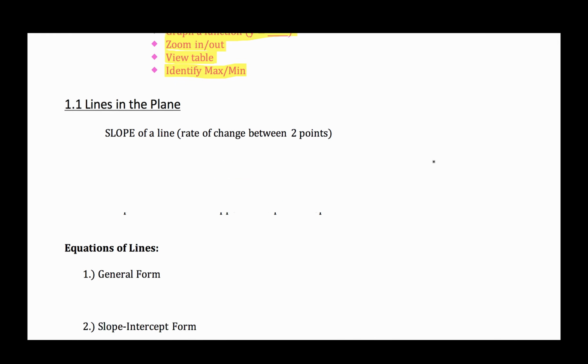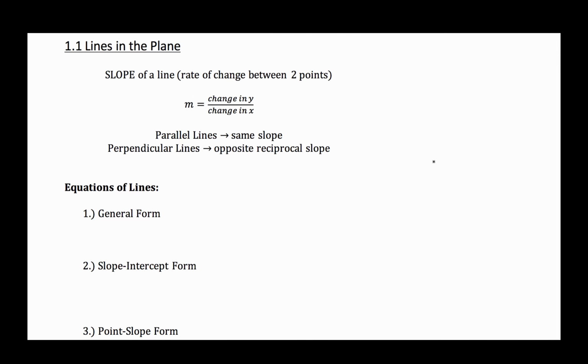So starting with section 1.1, this is a quick overview from Algebra 1 and Algebra 2 about lines and linear equations. First and foremost, the slope of a line is the rate of change between 2 points. And remember, we represent the slope with this lowercase m. This change in y over change in x can also be represented with the notation delta y over delta x. That's less important. It's more important that you understand what it is, which is the difference between y values divided by the difference between the x values.